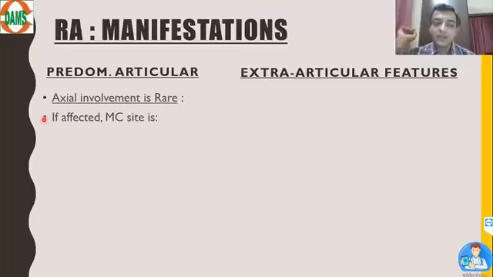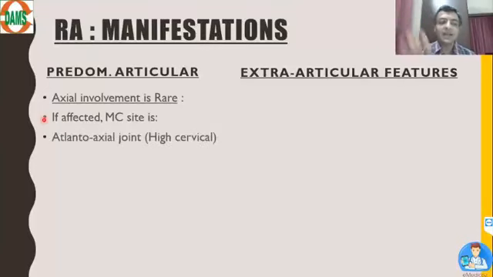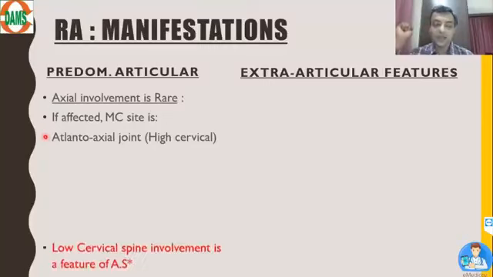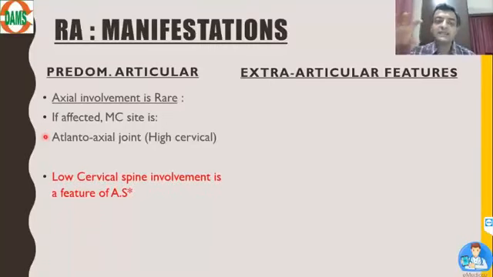So continue writing with me. With the arthritis, most common we have written. Continue further. Axial involvement is rare. But if it is affected, most common site is atlantoaxial joint, and that too high cervical. Atlantoaxial is the first joint, and if it extends further, it will affect the high cervical joint. And why is it important?